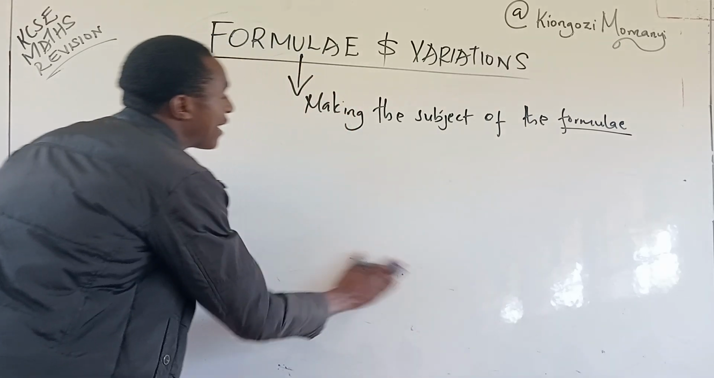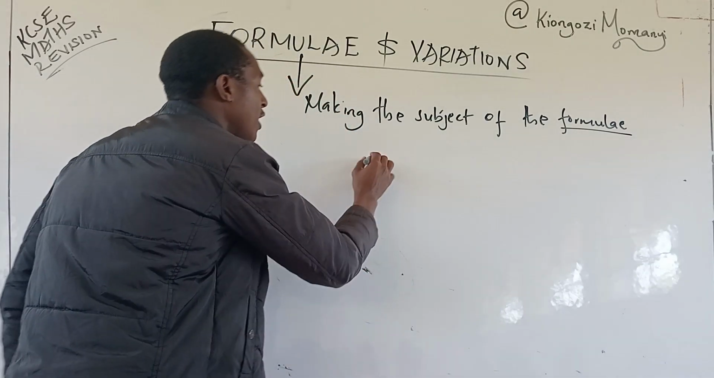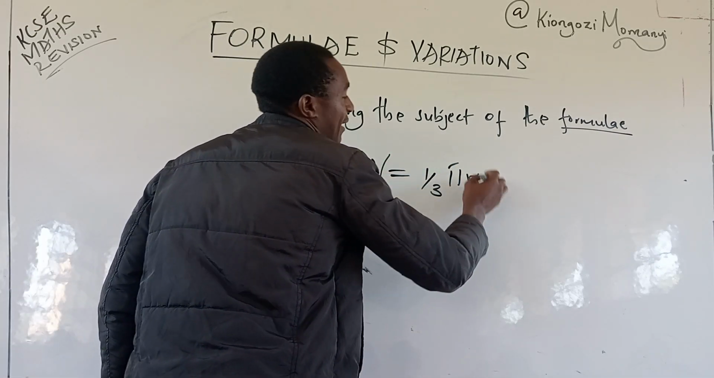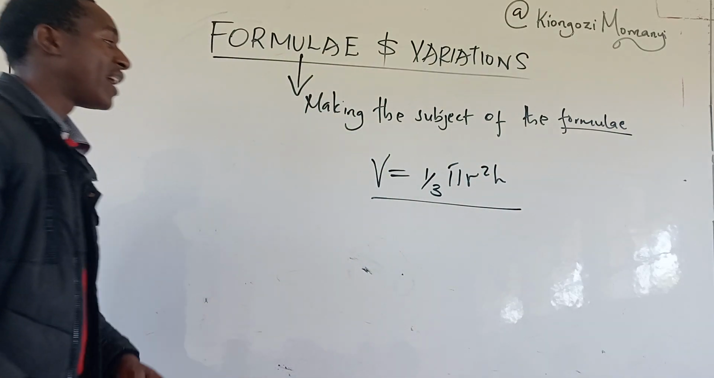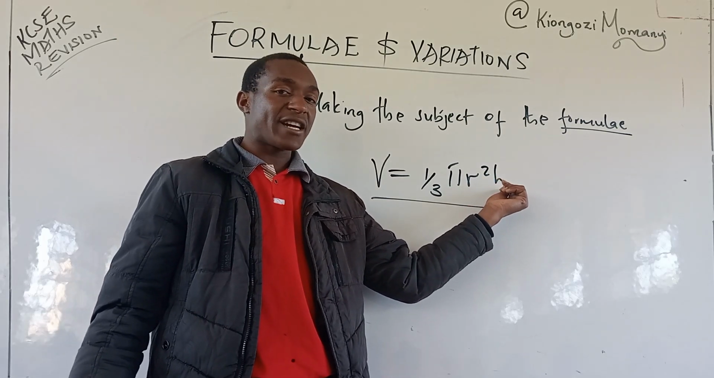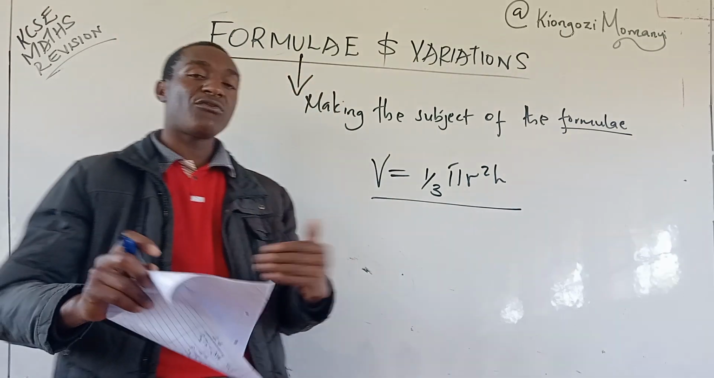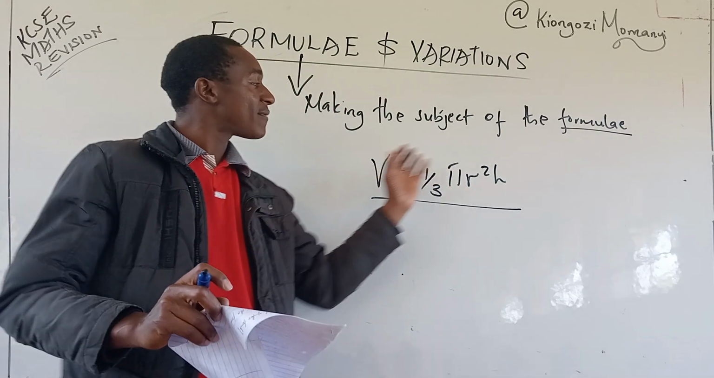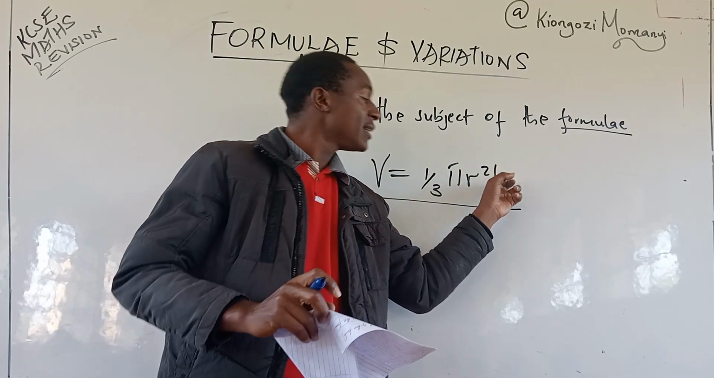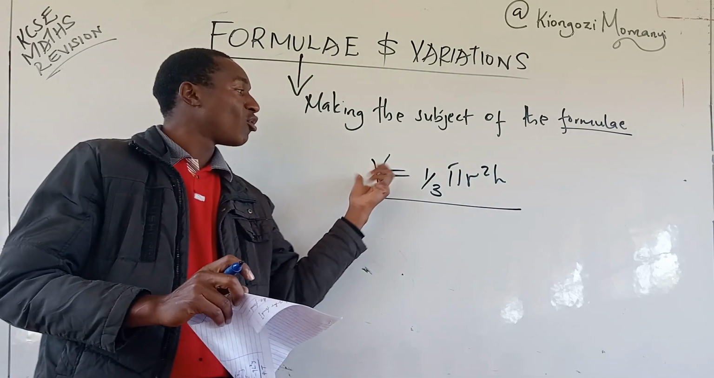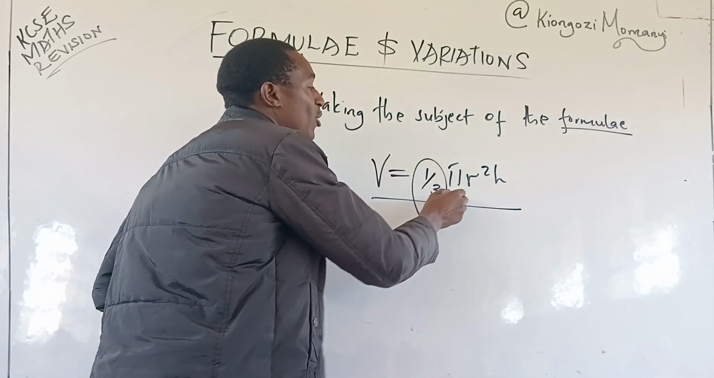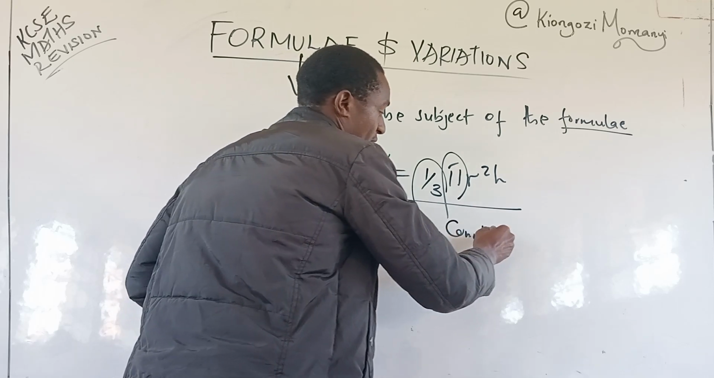For example, if we have the volume of a cone is given by a third pi r squared h. This is the volume of a cone. V is a variable, then r is a variable, and height is a variable. It is called a variable because they vary depending on how the other variables are changed. In fact, if you increase the radius or the height, you also increase the volume of that cone. So this is what we call variables. But a third and also pi are constants.